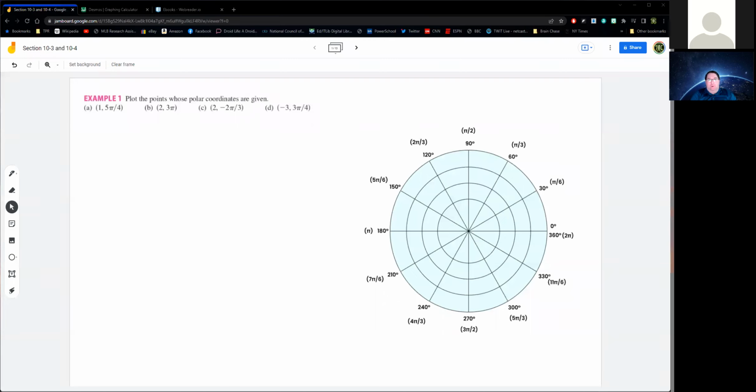Instead of having an x and a y coordinate, we have an r and a theta coordinate. The r is my radius. So we have an r and a theta. So that's the radius. And then that's the angle.